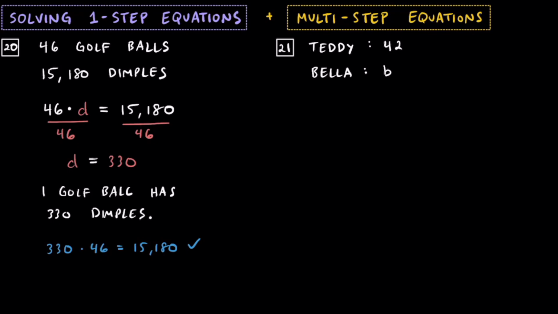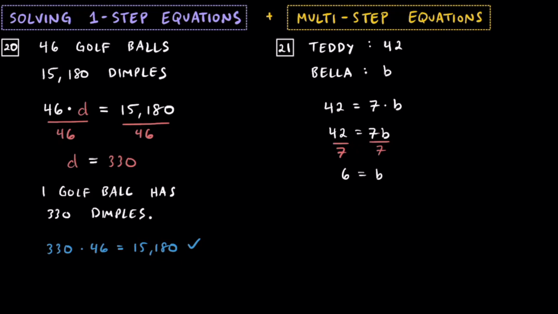You can use any variable, that's fine. But we know that 42, Teddy's age, is equal to 7 times whatever Bella's age is. So again, you can write this as 42 is equal to 7b if you want to write it as a coefficient. But how do you find out just the age for Bella? Well, you're going to go ahead and divide both sides by 7, right? 42 divided by 7 is going to be 6, so 6 is equal to Bella.